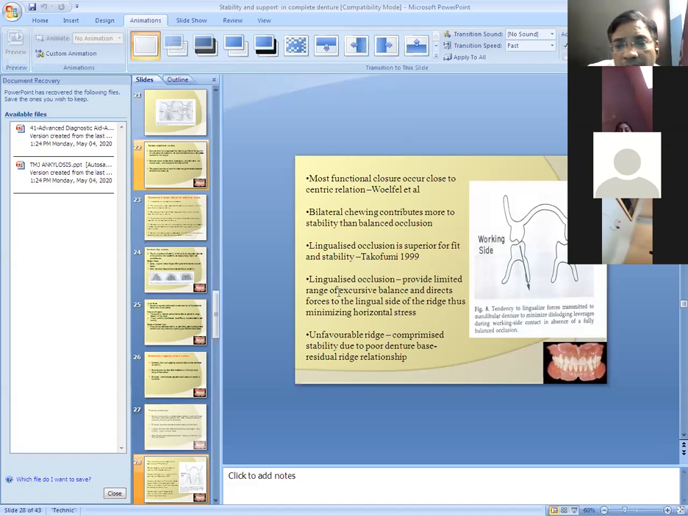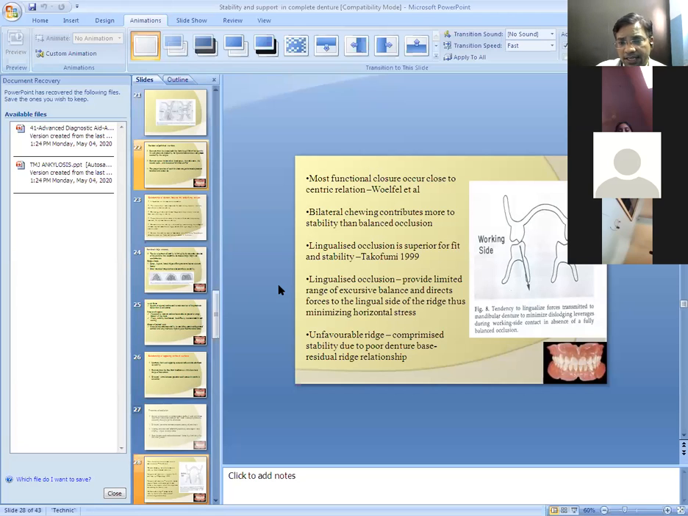Again, most functional closure occurs close to centric relation. That means if your denture teeth arrangement is in centric relation, with proper intercuspation and proper cusp-fossa relations, then there will be more retention.